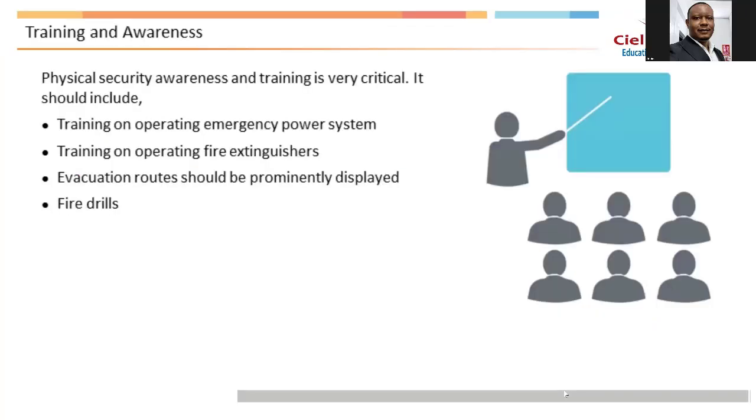And again, you cannot overemphasize the importance of training because if you notice, almost in all domains, it usually ends with the need for training and awareness, which is exactly what this is also advocating. So train personnel on operating emergency power systems, generator, backup powers. Also train them on how to use fire extinguishers, carry out fire drills, the evacuation routes. All of these should be prominently displayed. All of these are part of what your training program should contain.